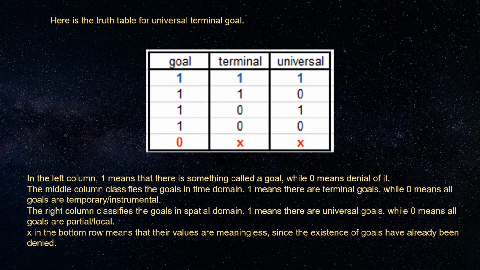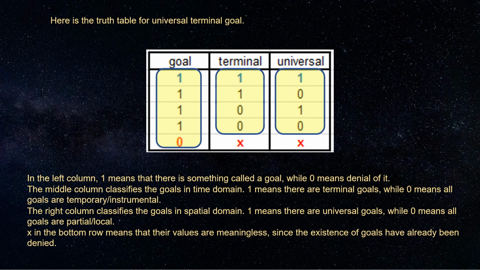Here is the truth table for universal terminal goal. 1 in the left column means that there is something called a goal, while 0 means denial of it. The middle column classifies the goals in time domain. 1 means there are terminal goals, while 0 means all goals are temporary, instrumental. The right column classifies the goals in spatial domain. 1 means there are universal goals, while 0 means all goals are partial. X in the bottom row means that their values are meaningless, since the existence of goals have already been denied.